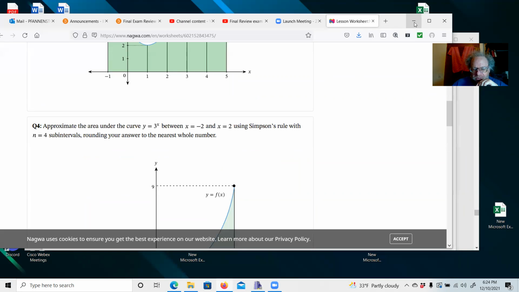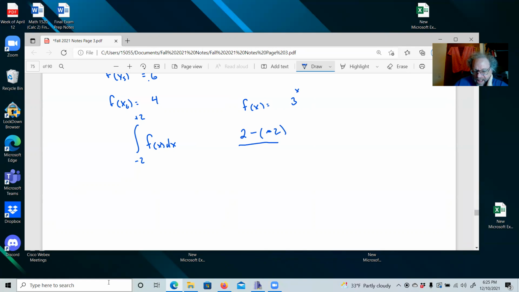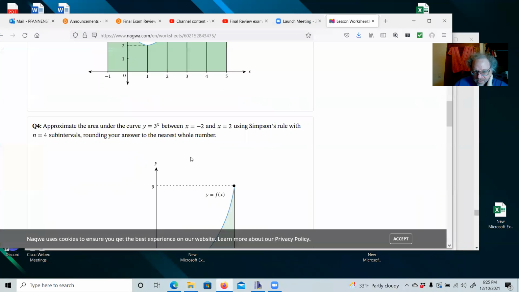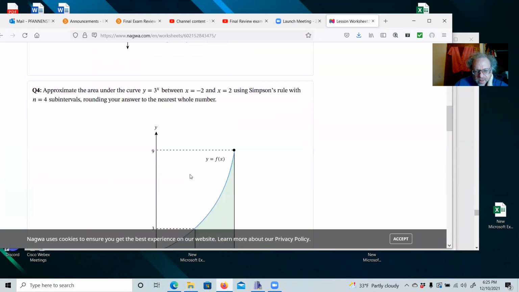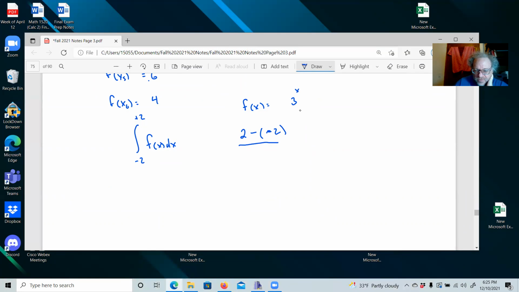So we're going to go from -2 to +2. We have the integral from -2 to +2 of f of x dx, and f of x in this case happens to be 3 to the x. We'll do it analytically as well, but for this one we'll do this first. So we have b minus a, 2 minus -2, over n, and n has to be positive, an even number. It looks like 1, 2, 3, 4. That's what they want. So n is equal to 4.